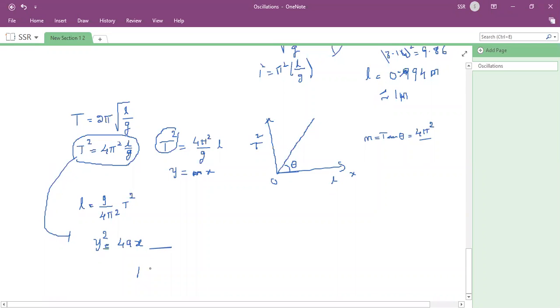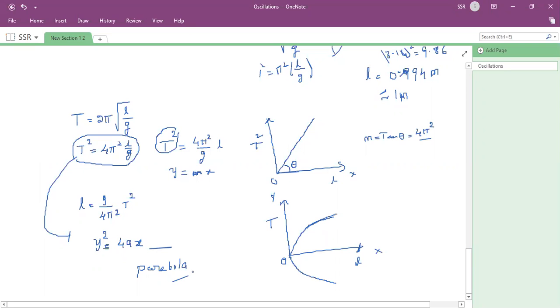Parabola. You remember? Parabola equation? Yes or no? Yes, sir. Then T square is equal to 4 pi square by g into L. In that case, if you draw time period versus length along the x-axis, instead of T square you can take time period T along the y-axis. Then the parabola is symmetric with respect to the length L axis. This shows a parabolic graph.